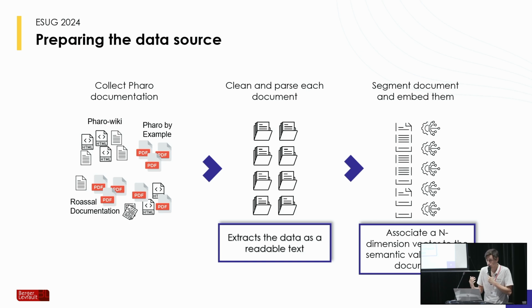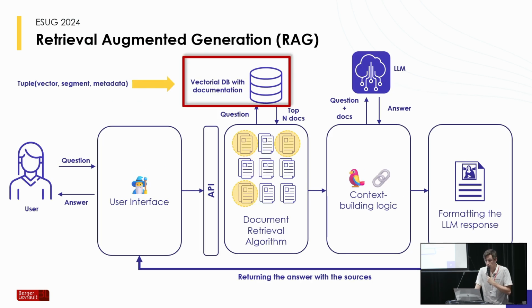And then due to size constraints, when we pass a document or a text to an LLM, we have a maximum length for the documents. So we have to segment them into tiny little bits, or segments. And then we can use an embedding model to extract a semantic vector, which will represent the segment in question. And so then we can associate this vector with a segment of the documentation, and eventually any metadata we want to keep about the documents, into our database.